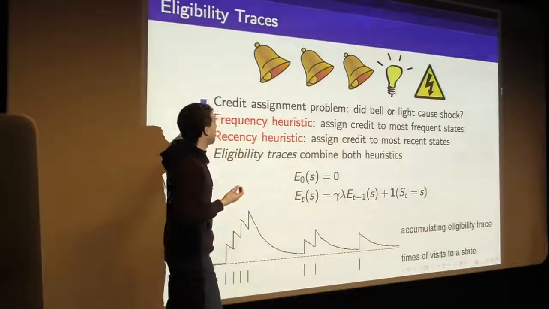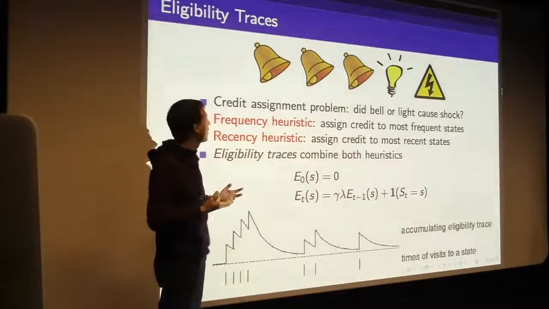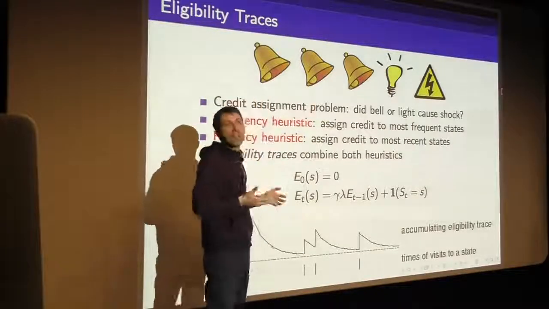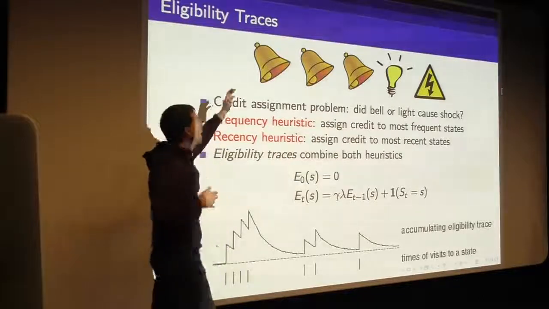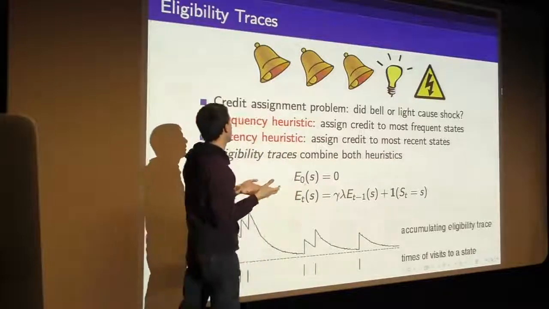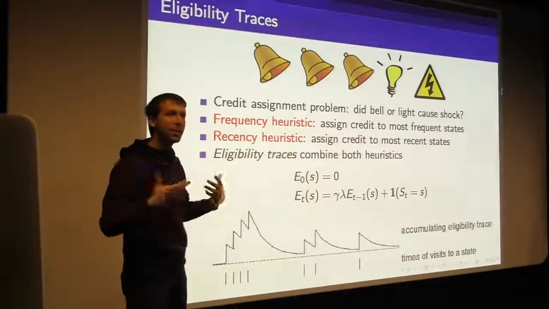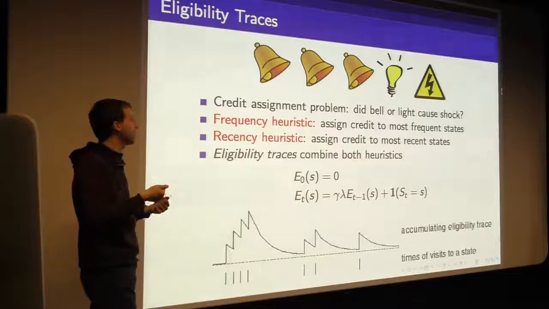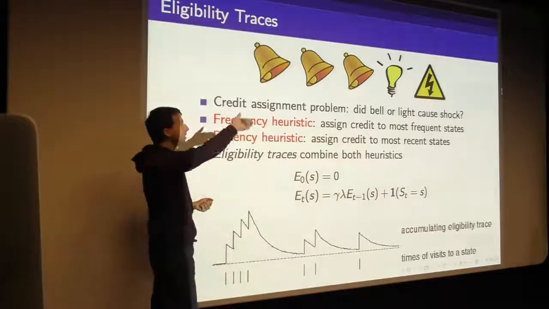If you thought that the most frequently occurring state caused this event, then you would assign credit for your error to the bell. You would say the bell happened more, so I should change my thinking more because of the bell than because of the light. But there's also a recency heuristic, which apparently you are partial to, which says the most recent thing that happens should be assigned credit for the error that we see. The idea of eligibility traces is to combine both these heuristics together.